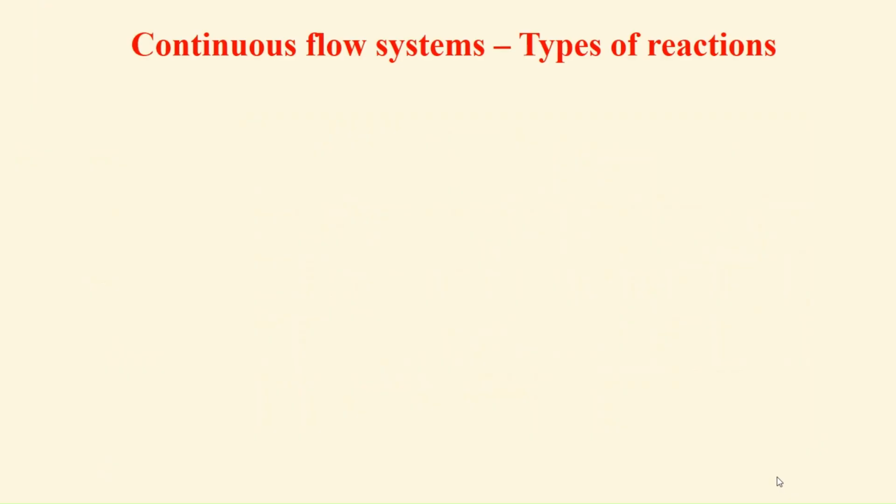Today's subject of discussion is the types of reactions that can be carried out by continuous flow systems. A number of varieties of reactions have been reported in the literature, and these reactions can be classified into four types.